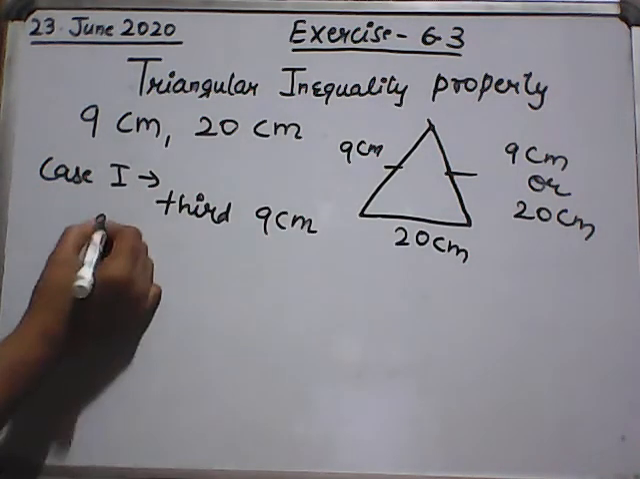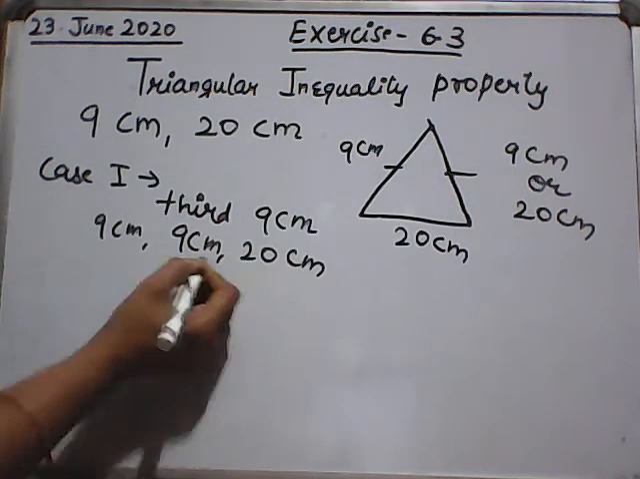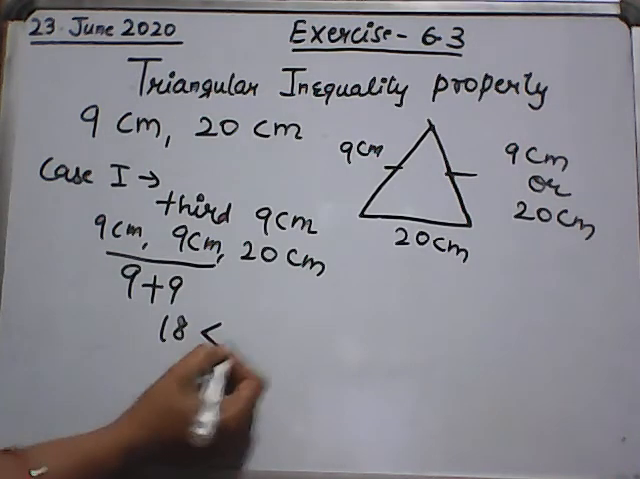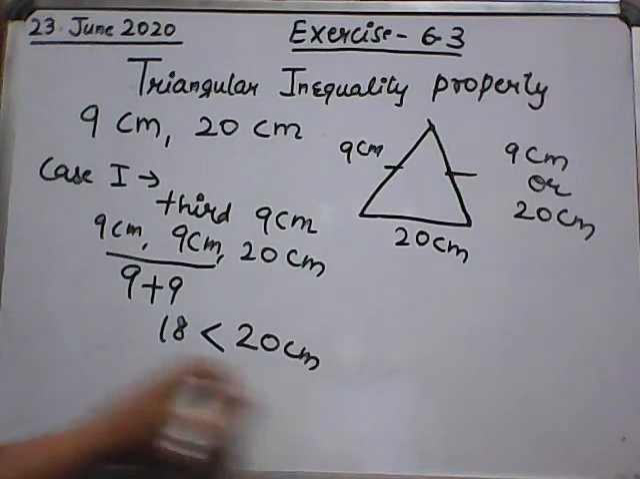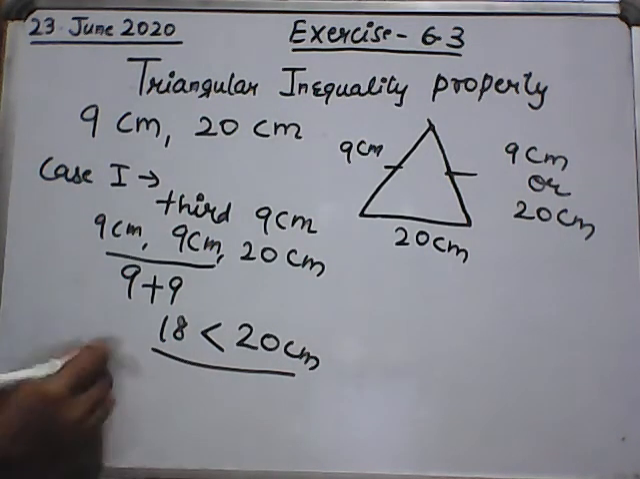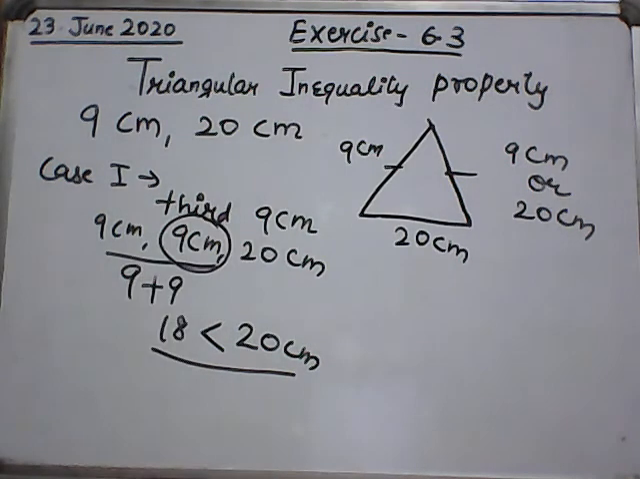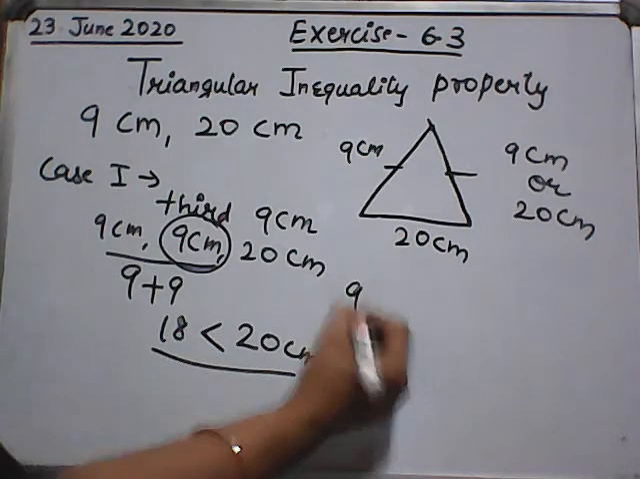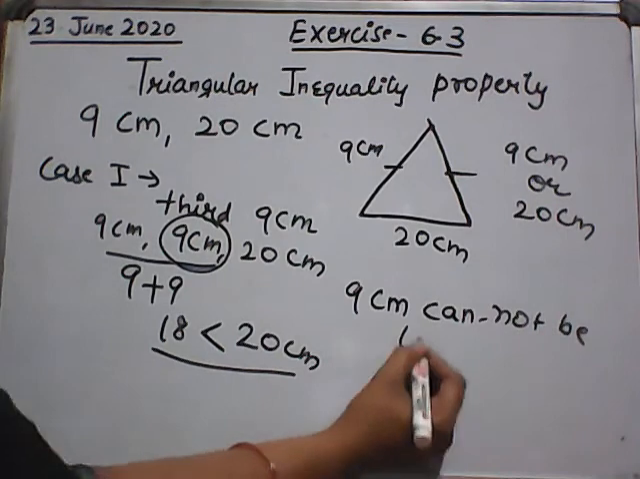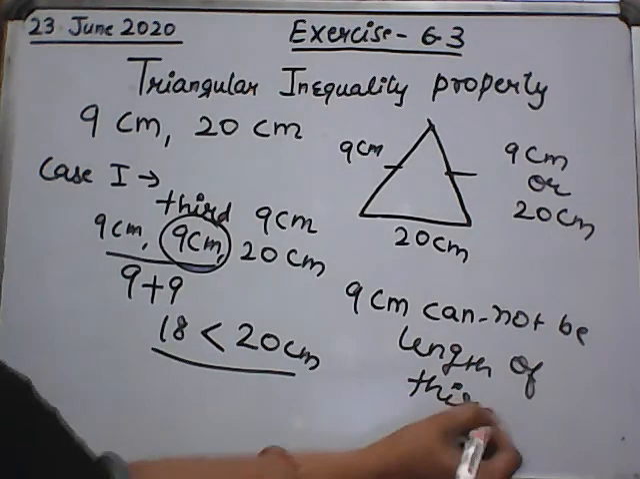Now the sides become 9 centimeter, 9 centimeter and 20 centimeter. The sum of the two shorter sides, 9 plus 9, is 18. That is less than 20 centimeter. It is less than, not greater than. It means it does not satisfy the triangular inequality property. 9 centimeter cannot be the length of the third side. So we have to take another side.